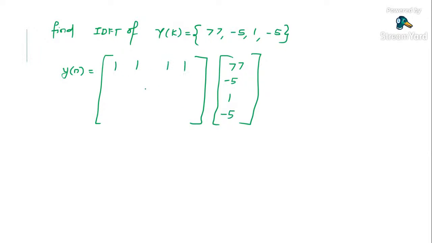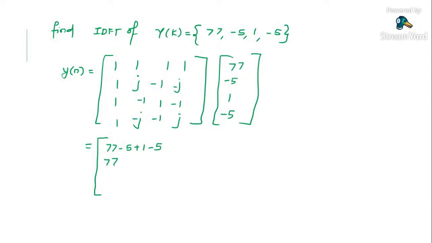The matrix is 1 1 1 1, 1 j minus 1 minus j, 1 minus 1 1 minus 1, 1 minus j minus 1 j. So multiply: 77 minus 5 plus 1 minus 5. Next, 77 minus 5j minus 1, and this is plus 5j. Then 77 plus 5 plus 1 plus 5, and at last it is 77 plus 5j minus 1 and then minus 5j.